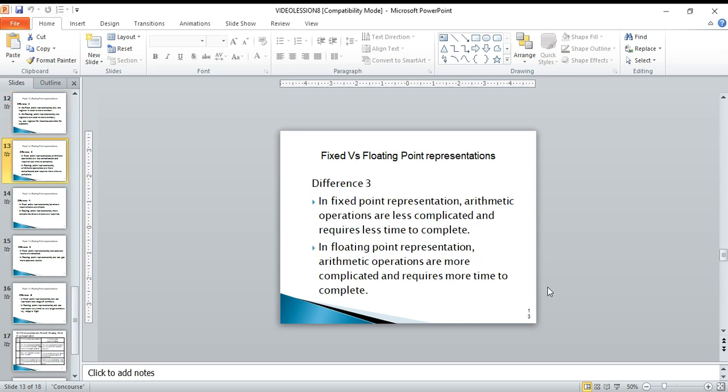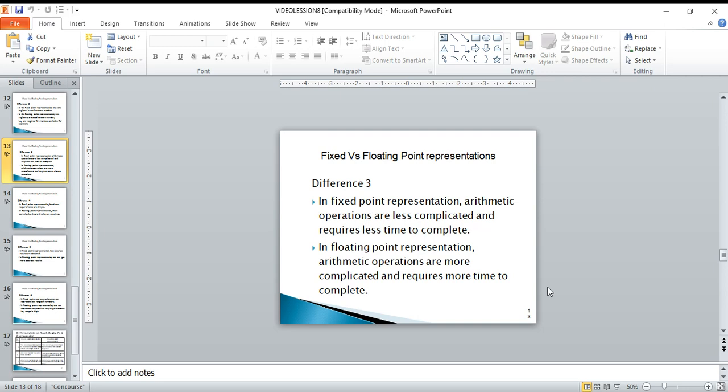And the third difference is that here arithmetic operations are less complicated and require less time to complete. So whatever operations we do in the fixed point representation are less complicated, and if they are less complicated, then we can do that work within less time. That is for the fixed point. But in the floating point representation, arithmetic operations are more complicated and require more time to complete.